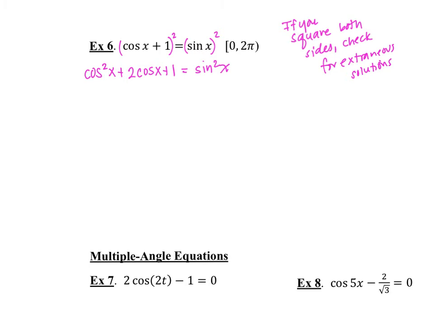Okay, I have cosine squared plus 2 cosine x. I have a lot of cosine here, so I'm going to leave this alone. And then I have this sine squared here. For the sine squared x, I can substitute in 1 minus cosine squared x. Okay, then at least my equation is all in terms of the function cosine.